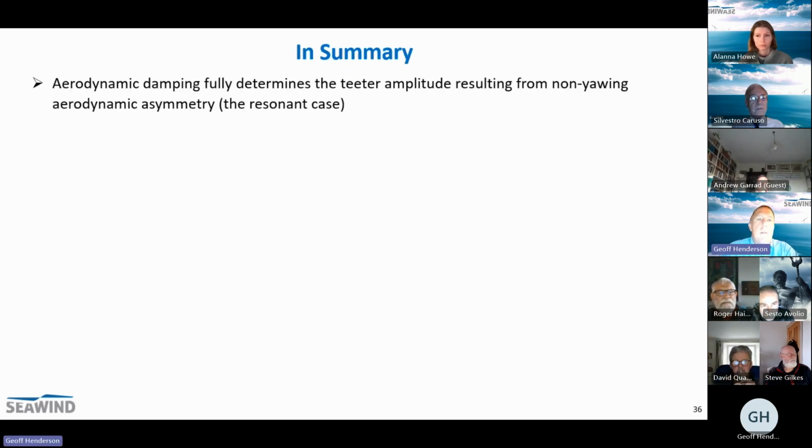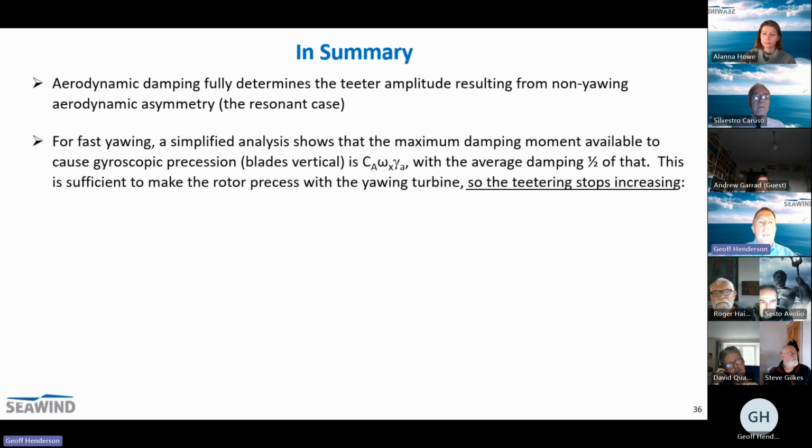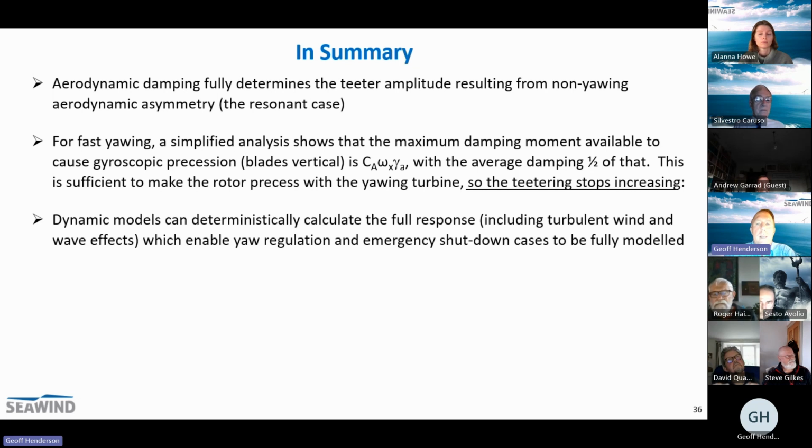So in summary, aerodynamic damping fully determines the teeter amplitude in the non-yawing aerodynamic case. For fast yawing, a simplified analysis shows that the average damping moment is half of Ca omega x gamma A, which is sufficient to make the rotor precess with the yawing turbine, so the teetering stops increasing.